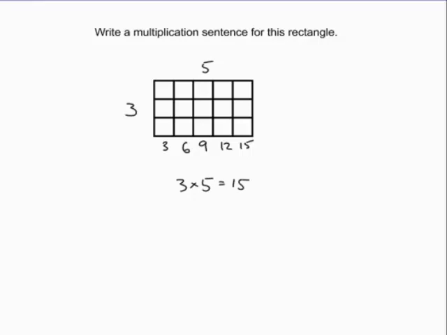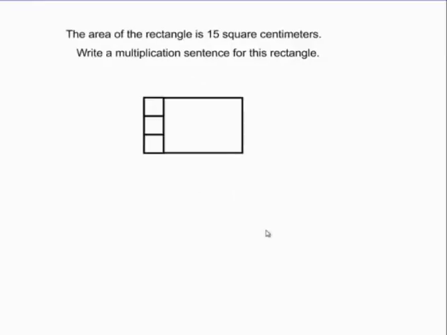There are other ways this problem can be presented. For example, the area of the rectangle is 15 square centimeters. Write a multiplication sentence for this rectangle. In this problem, students need to use the information that's been provided to them to determine the lengths of the sides of the rectangle. This type of practice helps students to become more and more familiar with their basic arithmetic.